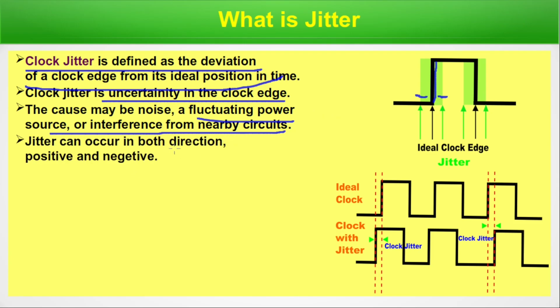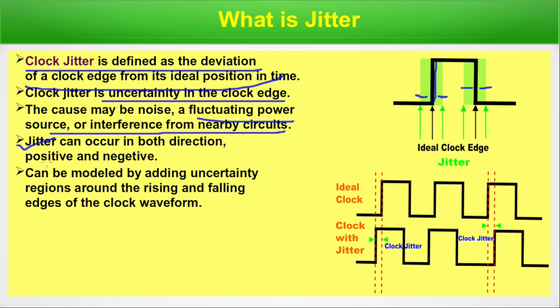Now, jitter can occur in both directions, positive and negative. We can see that the uncertainty is in both directions. This clock edge might come earlier, this clock edge might come later, so in both directions. It can be modeled by adding uncertainty regions around the rising and falling edges of the clock waveform.